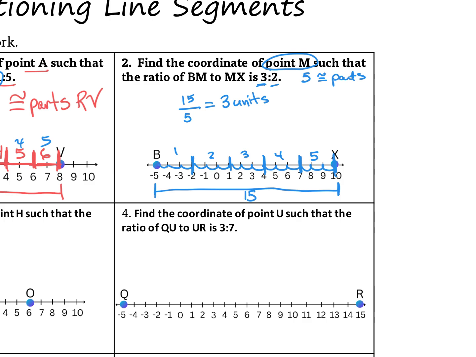Now, we need to place point M such that there are 3 congruent parts from B to M. So at the end of my third congruent part, the letter M would go at +4 because I've got 3 pieces here and my 2 pieces here.